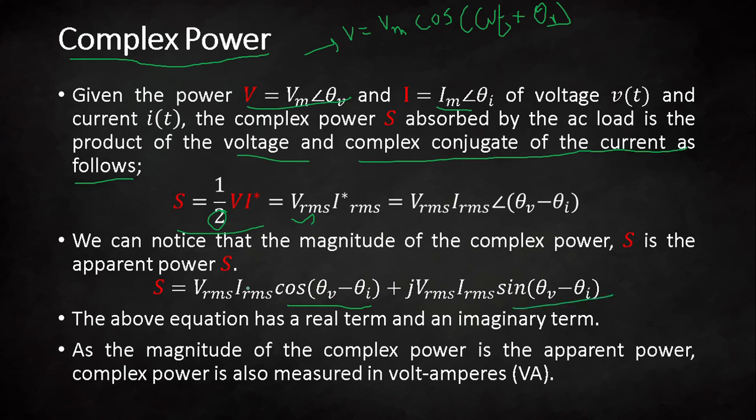So from the above equation we can see that this is a real term, and here you can see an imaginary term. As the magnitude of complex power is the apparent power, the complex power is also measured in volt ampere. So here in complex power the magnitude, that is V RMS multiplied by I RMS, is nothing but your apparent power, and this term is unitless. That is why complex power is also measured in volt ampere, and that is the unit of your apparent power.